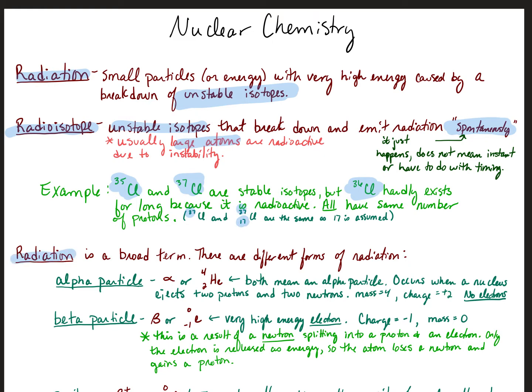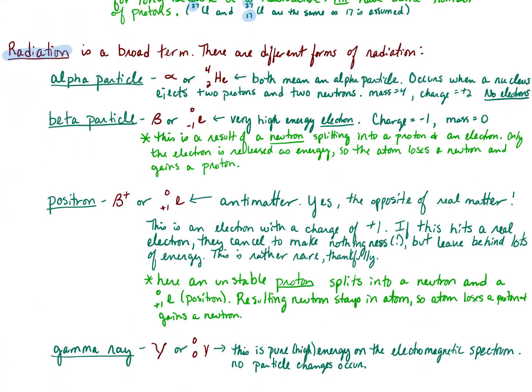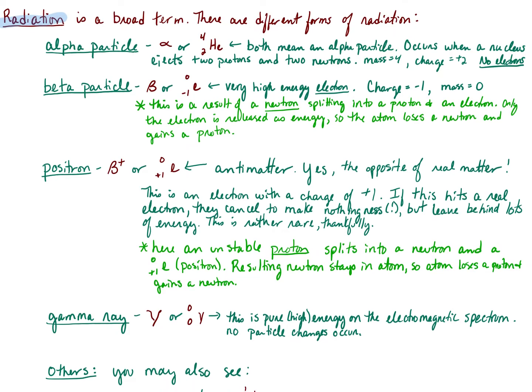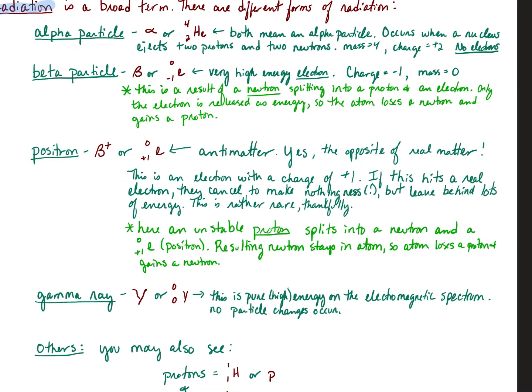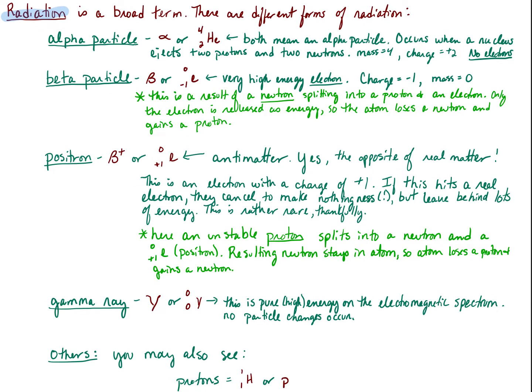So radiation is a very broad term. There's different types of radiation. So let's talk about what those types are, okay? The first is that of an alpha particle. So alpha particles are abbreviated with this alpha, or they can be seen as a 4-2 helium because they have a mass of 4 and a charge of 2, but there's no electrons here, so be careful there. But that's what an alpha particle is.